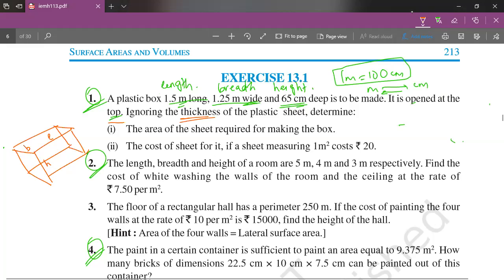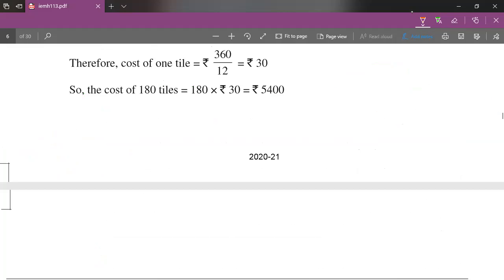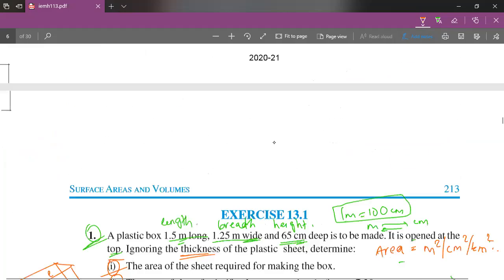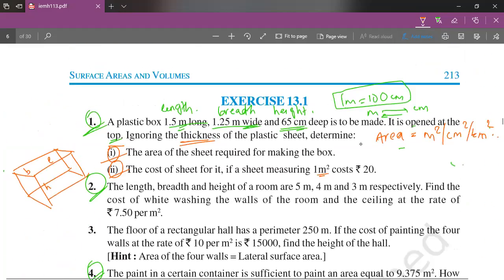Determine the area of the sheet required for making the box and the cost of the sheet for it, if a sheet measuring 1 meter square costs 20 rupees. When 1 meter square occurs, our first clue is that area units are always meter square, centimeter square, kilometer square, and so on, with a square at the top.